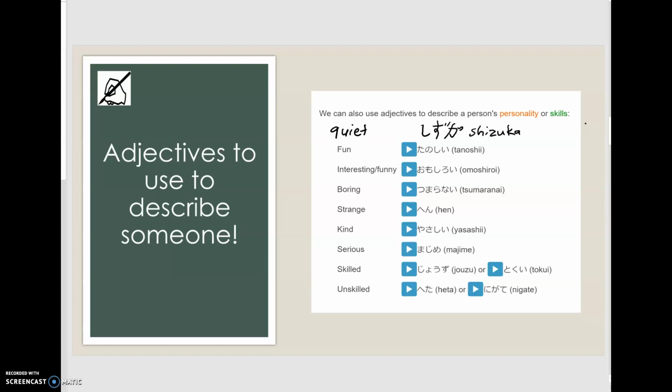So tanoshii, omoshiroi, tsumaranai, hen, strange, yasashi, majime, serious, jozu, so skilled. If you're good at something, we can say you're jozu or tokui. If you're not good at something, heta or nigate.